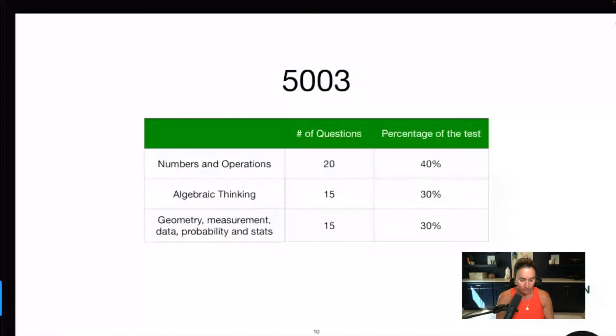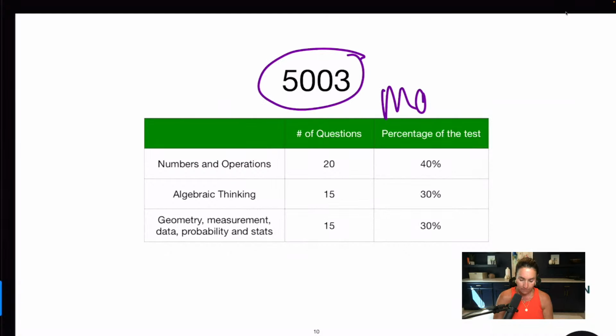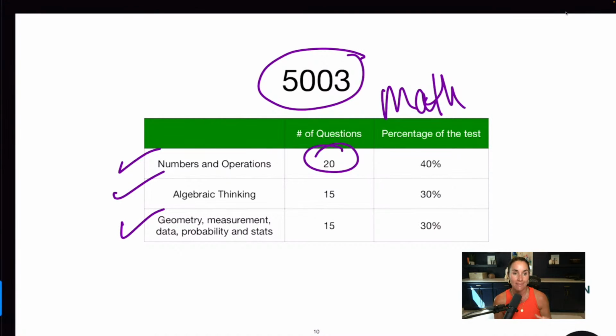All right, moving on, let's go to the 5003 here. Now, there are 3 content areas within this subtest. This is the math. All right, we have numbers and operations, algebraic thinking, geometry, measurement, data probability, and stats. Now, the biggest part is here, numbers and operations, because it encompasses so many things. It's going to encompass place value. It's going to encompass those very beginning skills like subitizing and things like that. And it's also going to encompass proportions and percents and that type of stuff. So it's a big one. Then we have algebra, and then we have geometry, probability, and stats.